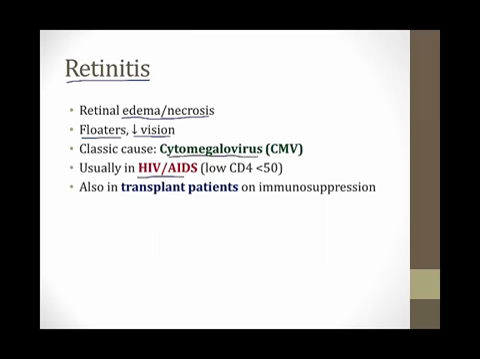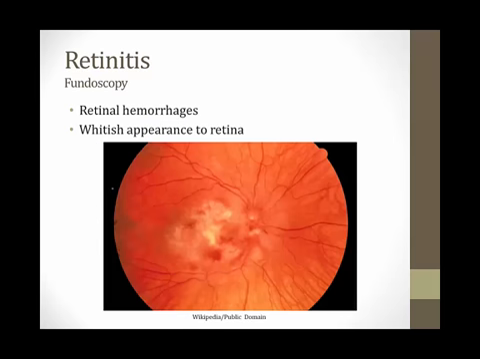Usually the CD4 count needs to be very low, usually less than 50, for cytomegalovirus to be able to cause retinitis. You can also see this in transplant patients who are on chronic immunosuppression. The hallmark of retinitis on fundoscopy is the presence of retinal hemorrhages and a whitish appearance to the retina. This is an example of retinitis shown on the screen. It's often described as looking like a pizza pie in the back of the eye.